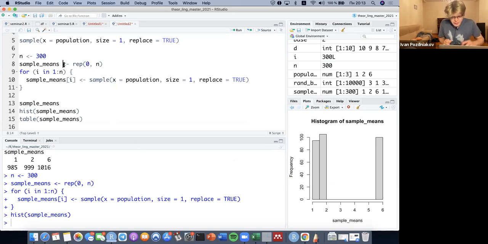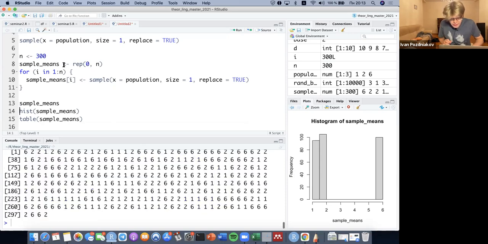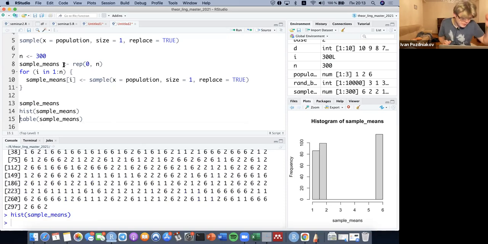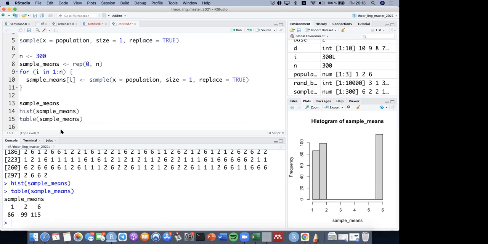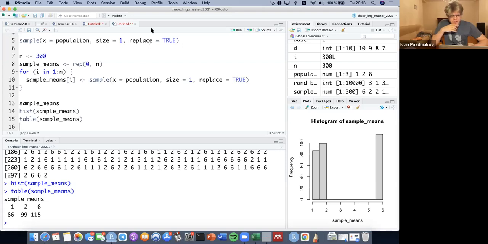If we run it another time, I think it can be like that. Oh, even six is higher. And you can see that there is more difference compared to the population mean. What is size? It is the size of the sample. Yeah. So first we start with a sample size of one.